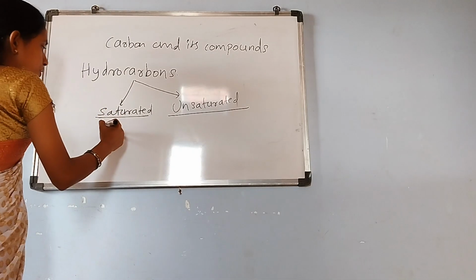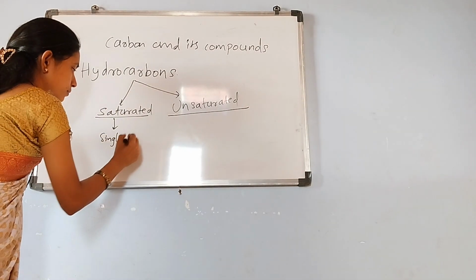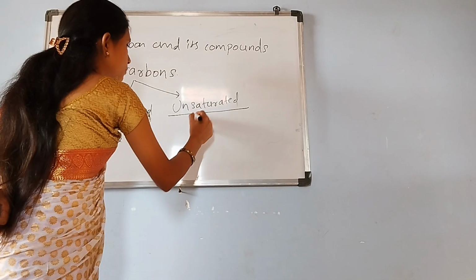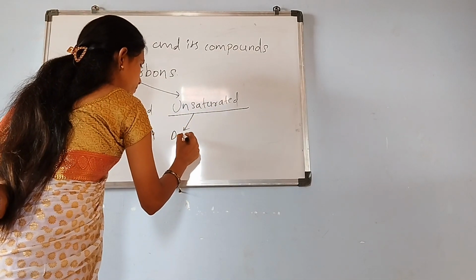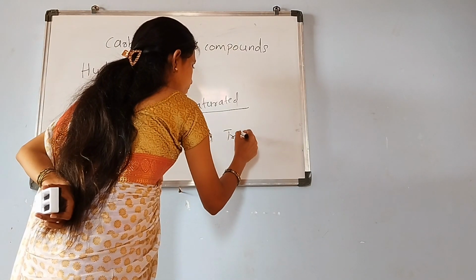So in case of saturated hydrocarbon, there is a carbon-carbon single bond. But in case of unsaturated, there is a double bond and triple bond.